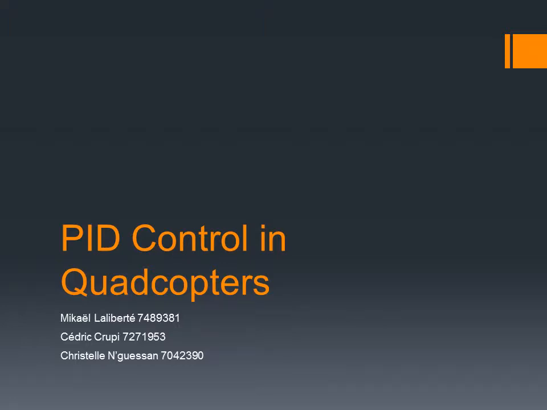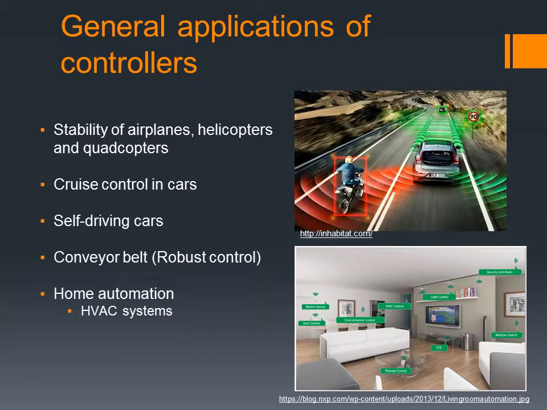This video is a brief description about PID control and its application in quadcopters. General applications of controllers can be seen in the stability of airplanes, helicopters, and quadcopters, in cruise control of cars, self-driving cars, in conveyor belts which use robust control, and in home automation such as HVAC systems.